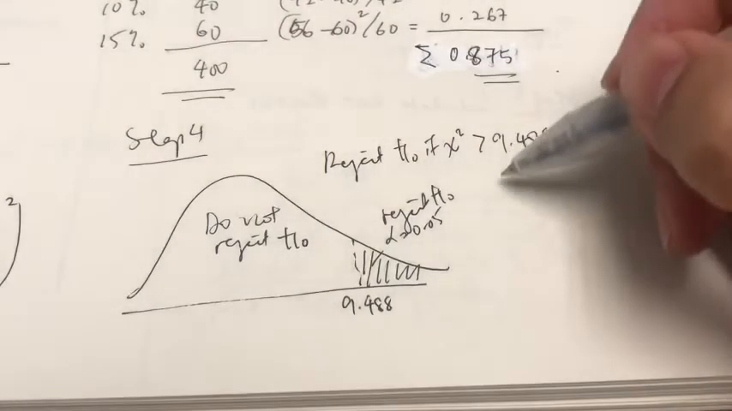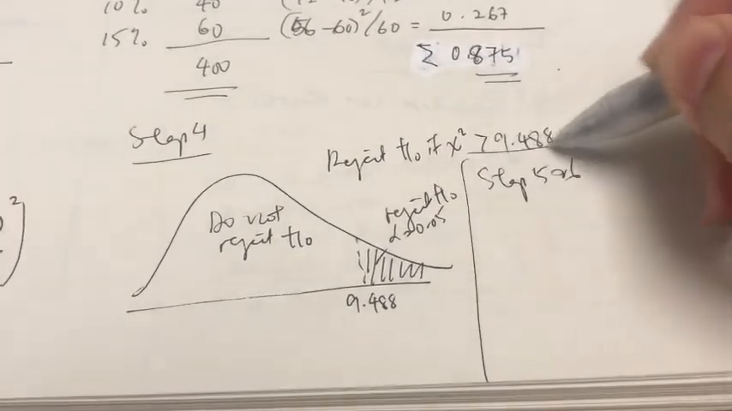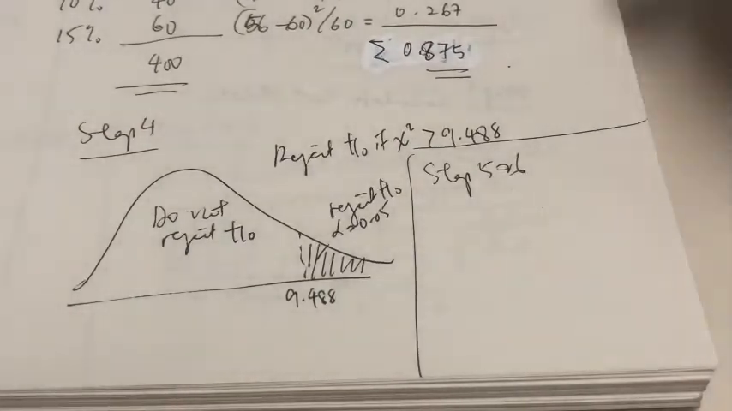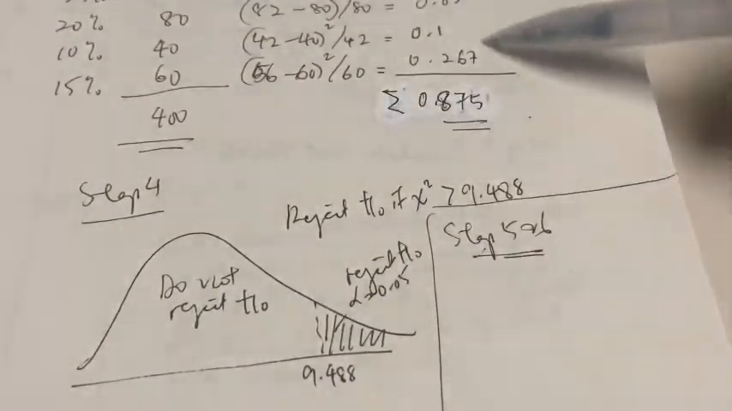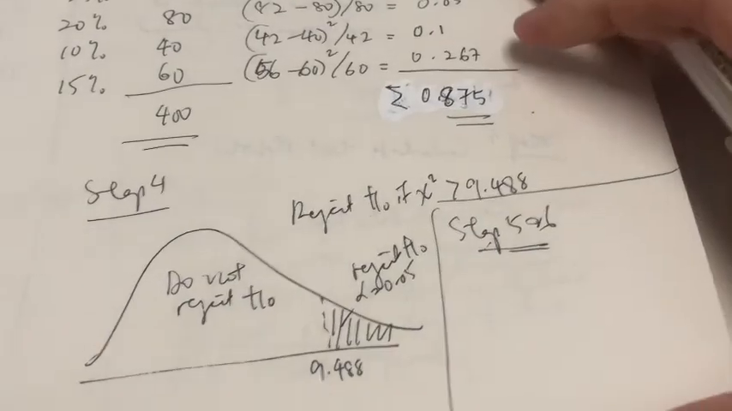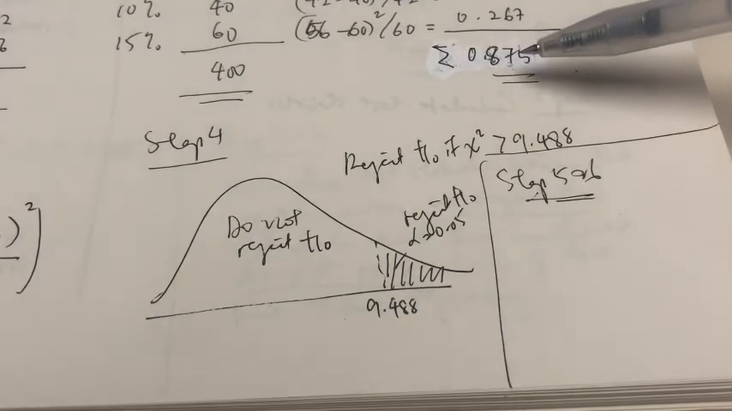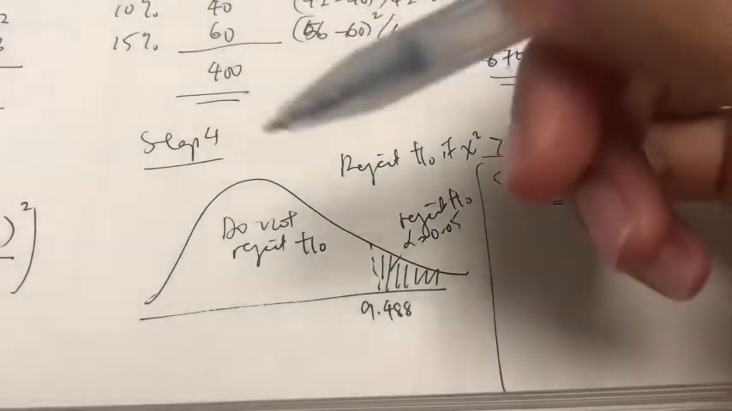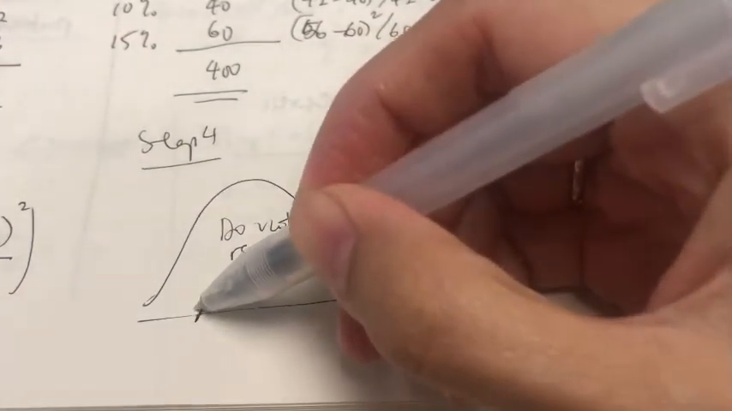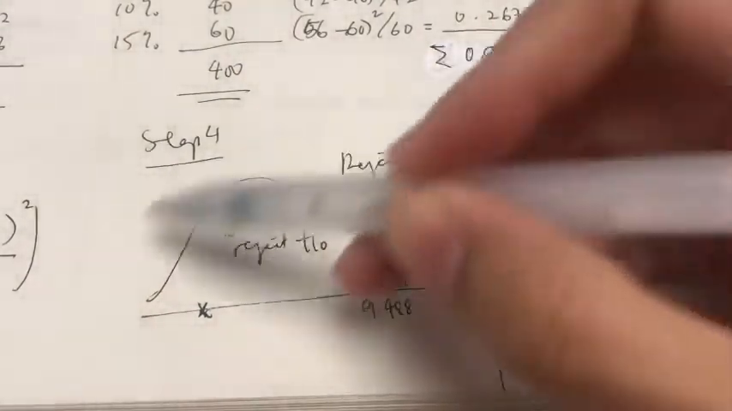Now for steps 5 and 6, I'm running out of space, but I didn't want to change to another page so that you don't miss out anything here. Let's compare our test statistic calculated in step 3 with our rejection area in step 4. So where is this? 0.875 is definitely much smaller than 9.488, right? So this is somewhere here. The test statistic lies in the acceptance area.